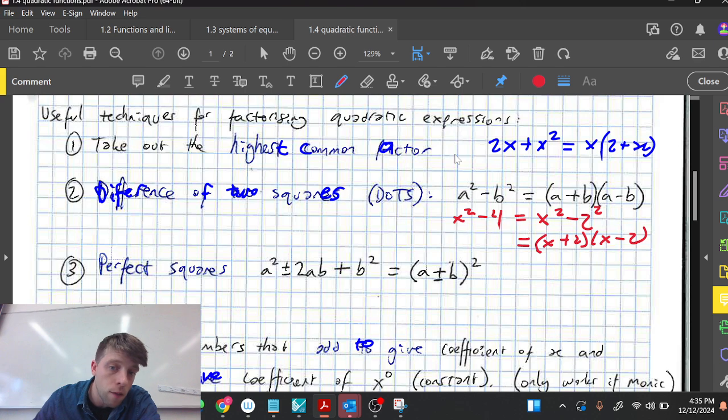Now, a lot of people get confused about this, and they're going to think that a squared minus b squared is not going to be equal to this. More specifically, a lot of people make this particular mistake with perfect squares.